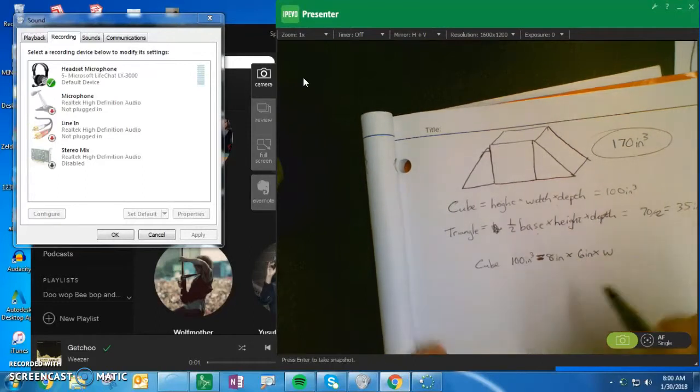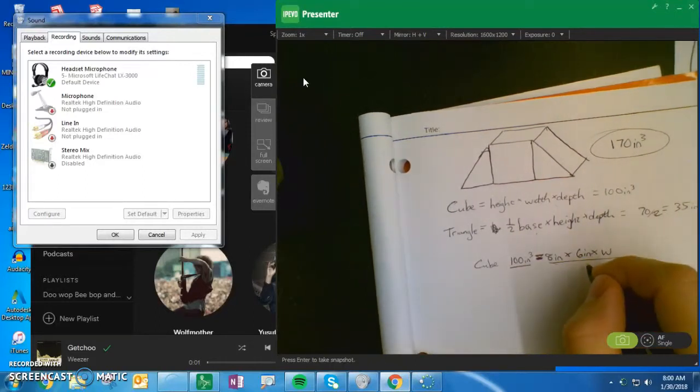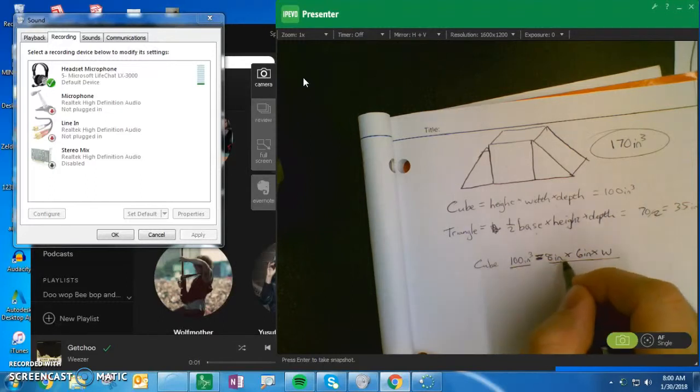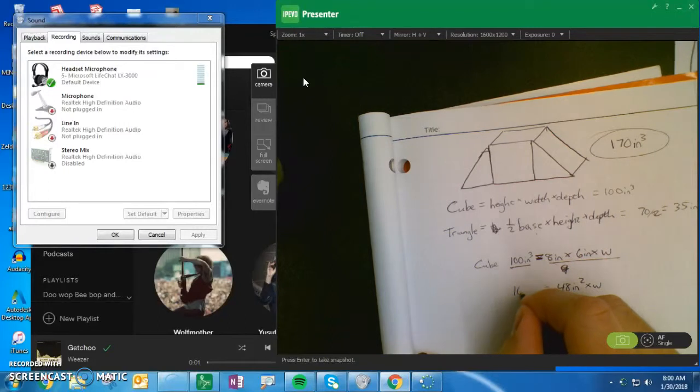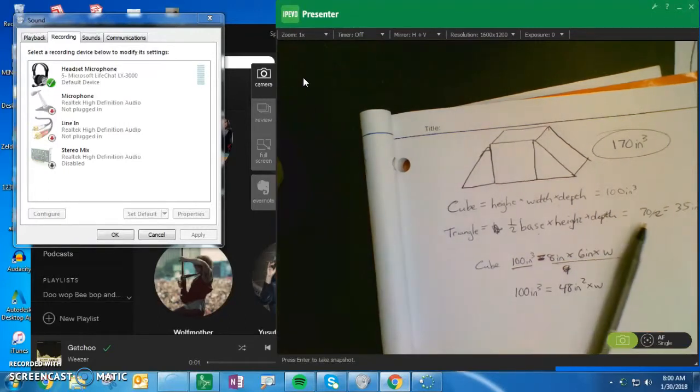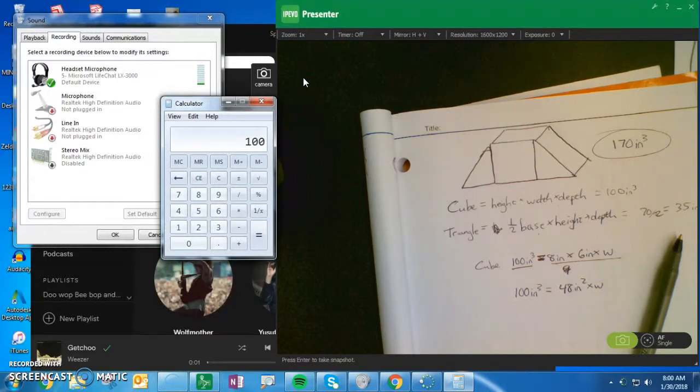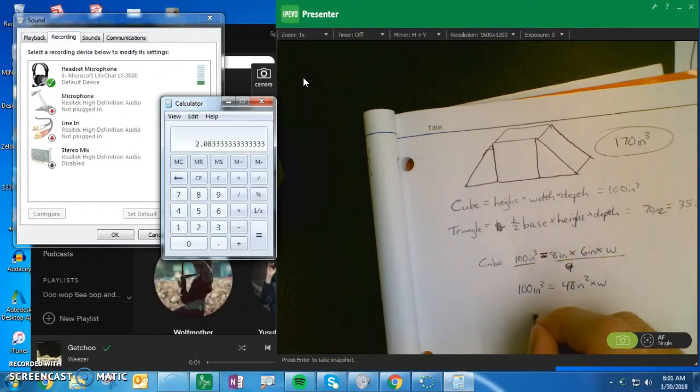So, once again, all we have to do is divide both sides. Actually, I'll tell you what, even easier. First, multiply your numbers. 6 times 8 is 48 inches squared times the width equals 100 inches cubed. So I have 100 divided by 48, 2.08. I'm just going to round it down to 2 inches. Now, if I divide out like this, you'll see that my inches are going to cancel out. So we're going to end up with 2 inches equals the width.